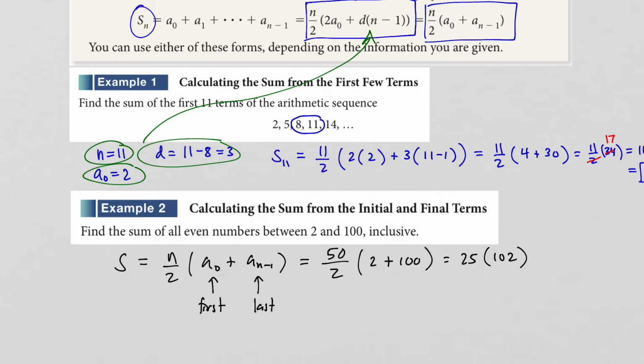And this is 2,550. So that is the sum 2 plus 4 plus 6 plus 8 plus all the way up to 100, but only the even numbers.